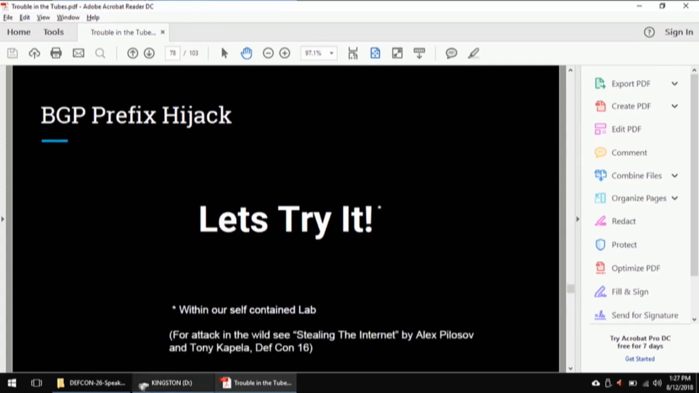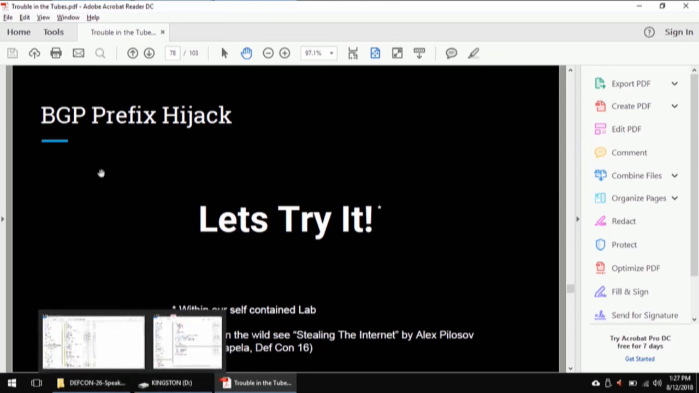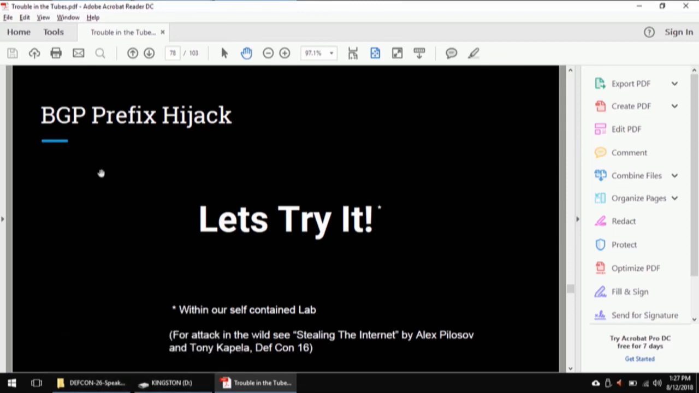So let's give it a try. Credit where credit's due, this is a modification of a lab. Quick note, DEF CON 16 had an awesome attack against the actual IP address for the DEF CON web servers, I believe. I'm trying to remember exactly what it was. Go check it out, it's good. I'm not going to demo it here because that's their thing.